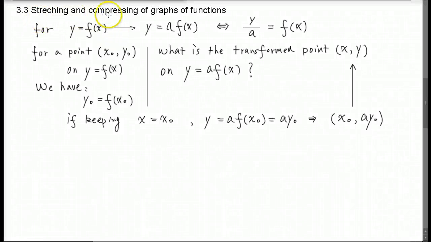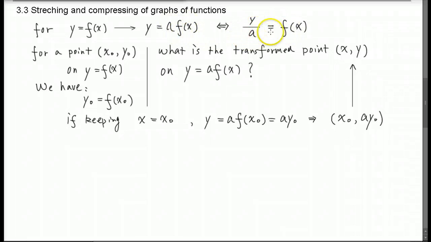For stretching and compressing of graphs or functions, we look at this kind of situation. If the original function is y equals f(x), and it's transformed to y equals a f(x), a could be a number greater than 1 or less than 1, or maybe a negative. It's all possible. And notice we can actually divide by a on both sides.